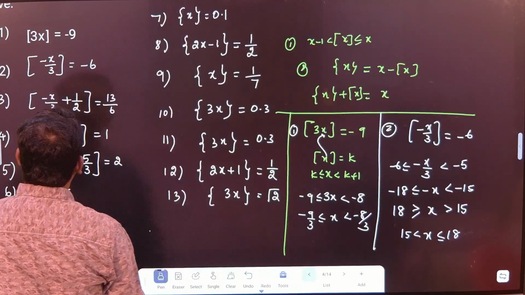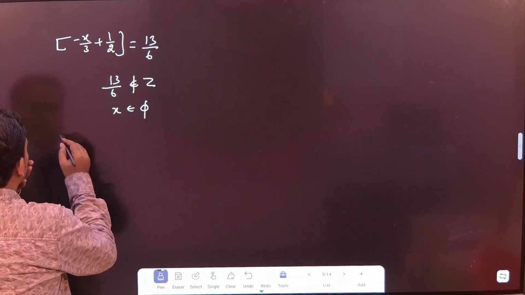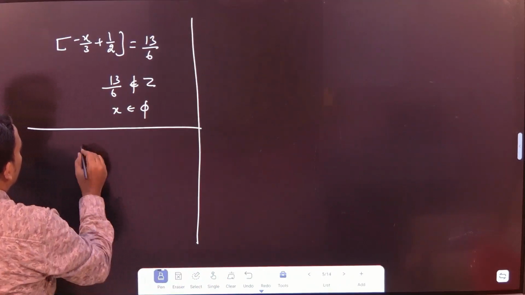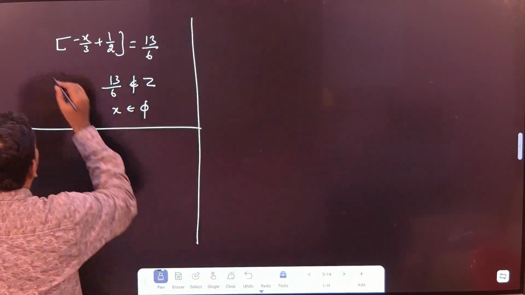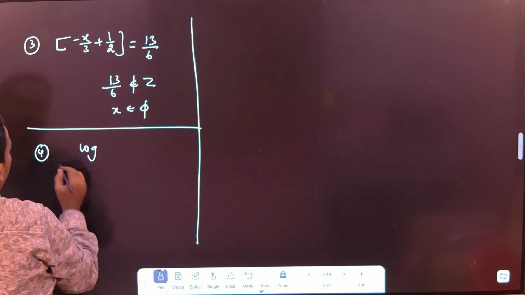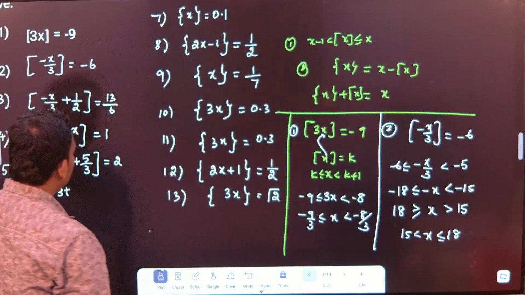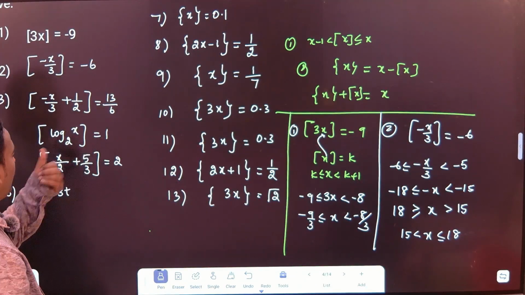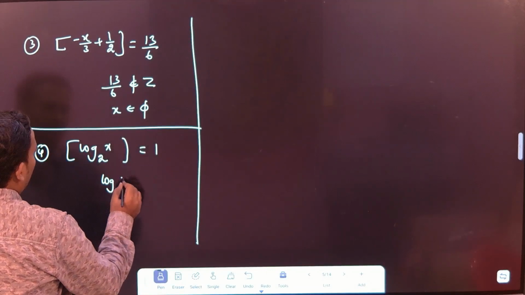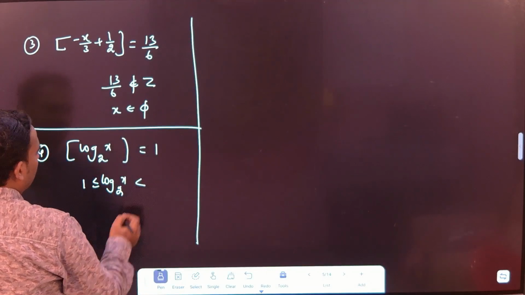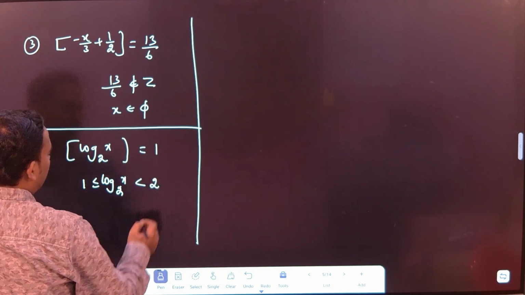Okay, let me take another example. This is the fourth one. So the greatest integer function of log x base 2 is equal to 1, right? Check it once. Yes, the greatest integer of log x base 2 is equal to 1. So you can use the definition. Inside, log x base 2 will be from 1 to k plus 1. K here is 1. 1 plus 1 is 2, strictly less than 2.